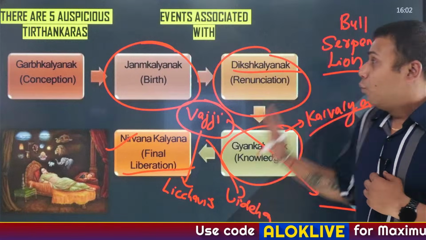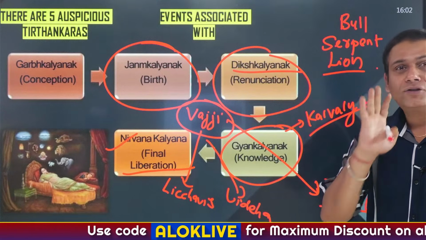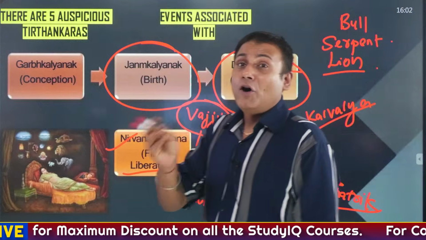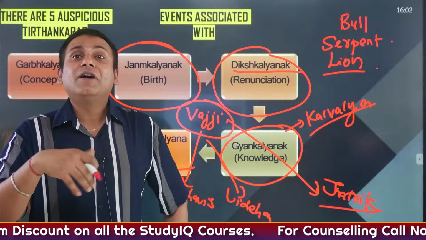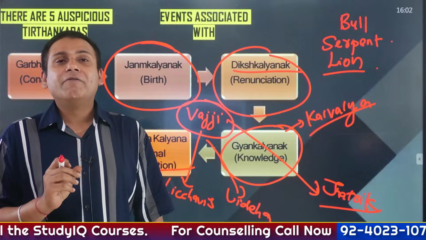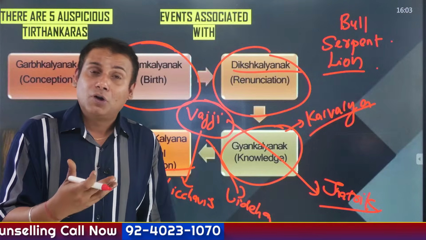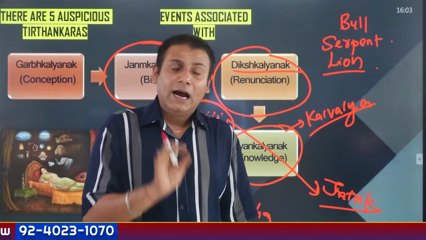Like Vardhaman Mahavir Ji, he is the 24th Tirthankar. His symbol is lion. In different historical texts of Jainism, Vardhaman Mahavir Ji is referred to as Nathaputra. Why is he referred to as Nathaputra? I'll give you an example.